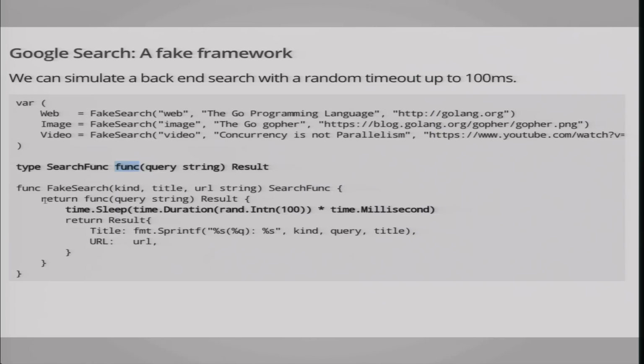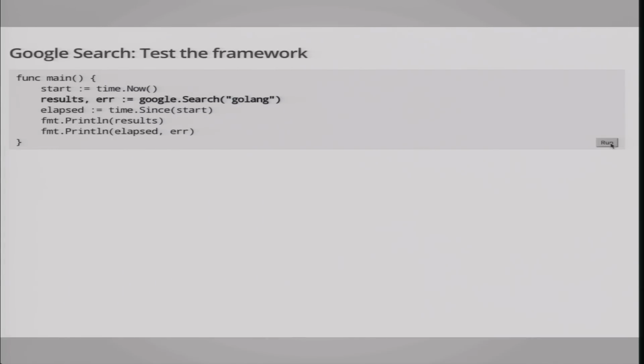So how do we specify it here? We can specify a function inline with a literal, and this is a closure. It's closing over these kind, title, and URL arguments. So what this function is going to do is sleep for a random duration of up to 100 milliseconds, and then return a result. With the title, it's just going to tell us the kind and the query and the title, and then the URL is the second element of that result. So that's our fake. And let's test that out real quick.